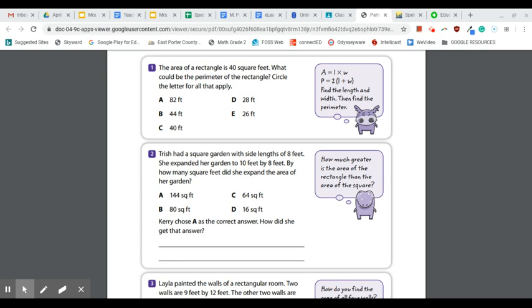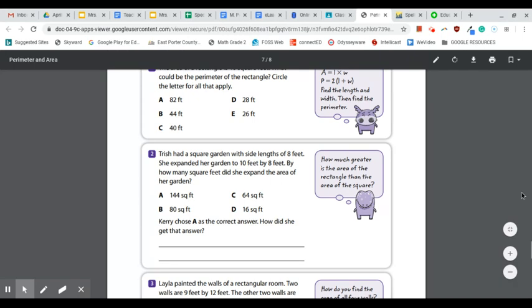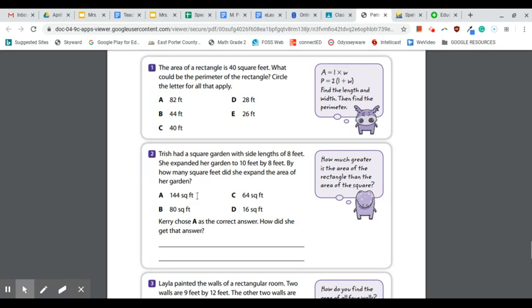Now the next part of the question says, Carrie chose A as the correct answer. How did she get that answer? Her answer is a lot higher than my answer. I'm going to see what would happen if I added my two numbers instead of subtracted my two numbers. What if I accidentally added 80 plus 64? 144, there you have it. I believe she must have added instead of subtracted.